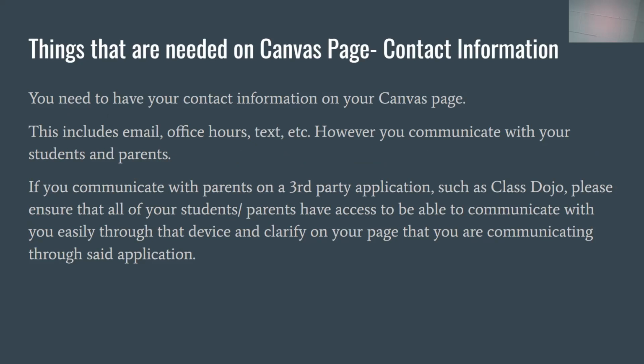So if you communicate with parents on a third-party application like Class Dojo, ensure that all of your students and parents have access to that and are able to communicate with you easily through that, and clarify on your page that that's how you want to be communicated with. Okay, don't just assume that they know, because they don't know.